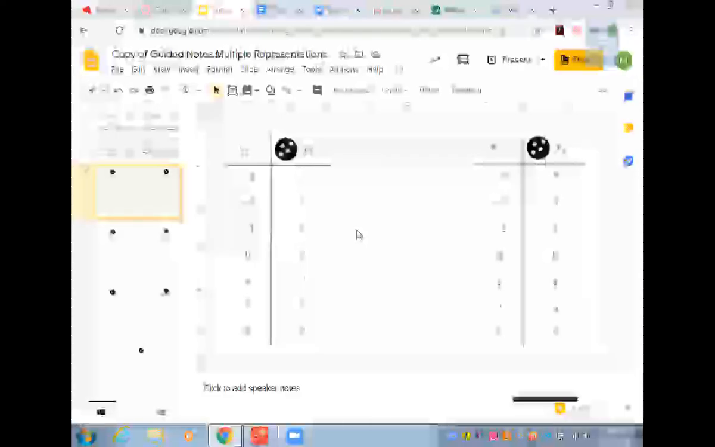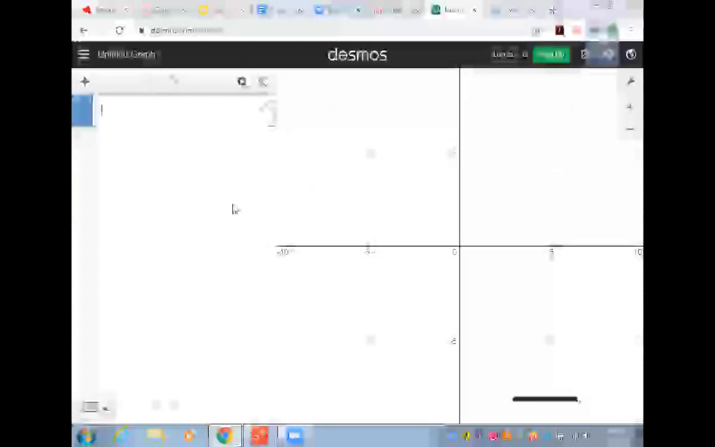Are you familiar with how to put values in Desmos in a table? Maybe, maybe not. All right, so let me pull up Desmos here. If you go to this plus sign in Desmos, you can click table and it'll allow you to type in those table values and it will plot those points. And if it plots those points, what does that do for you?